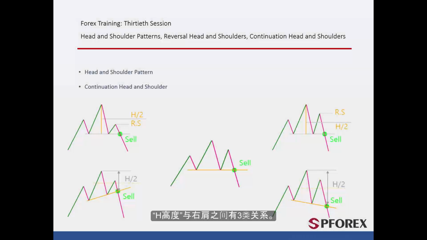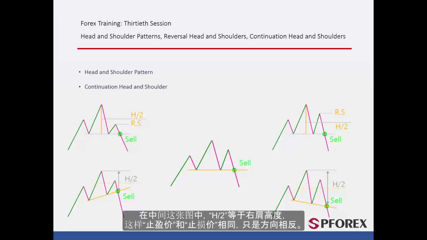There are 3 different types of relation between H and right shoulder. The left graph shows a pattern in which the right shoulder height is lower than H2. This type of head and shoulder represents the best opportunity to place a sell order. The middle graph illustrates H2, which equals the height of the right shoulder. Thus, TP and SL have the same amount, but in the opposite direction.